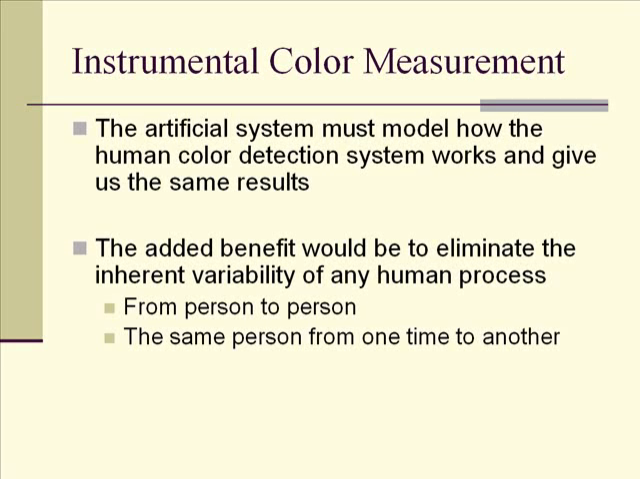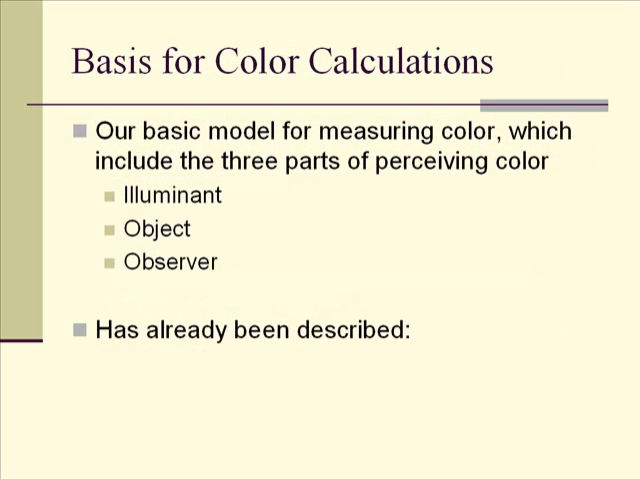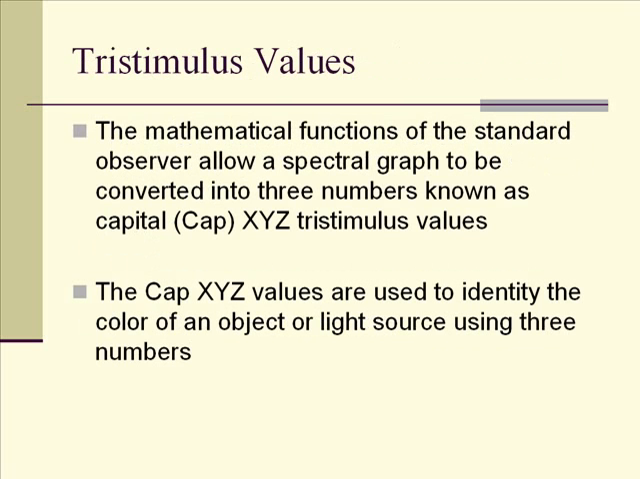Our basic model for measuring color includes our 3 parts for perceiving color that we've talked about many times. You have to have an illuminant, object, and observer. Our mathematical functions of the standard observer allow a spectral graph to be converted into 3 numbers known as capital X, Y, and Z, or tristimulus values. So we're replacing our eye now with the standard observer, which remember was 3 curves that represented kind of how our 3 different cones in our eyes interact with light.